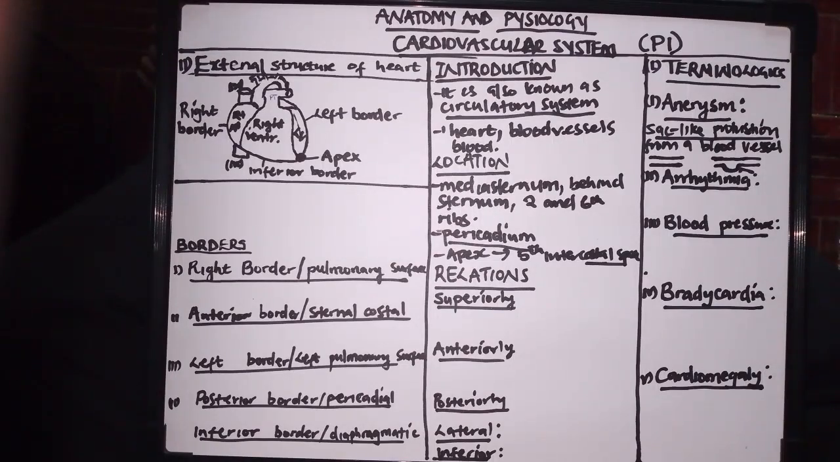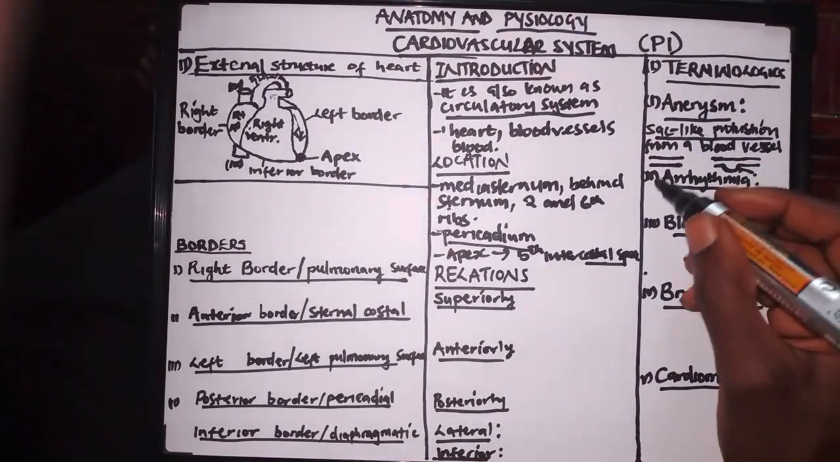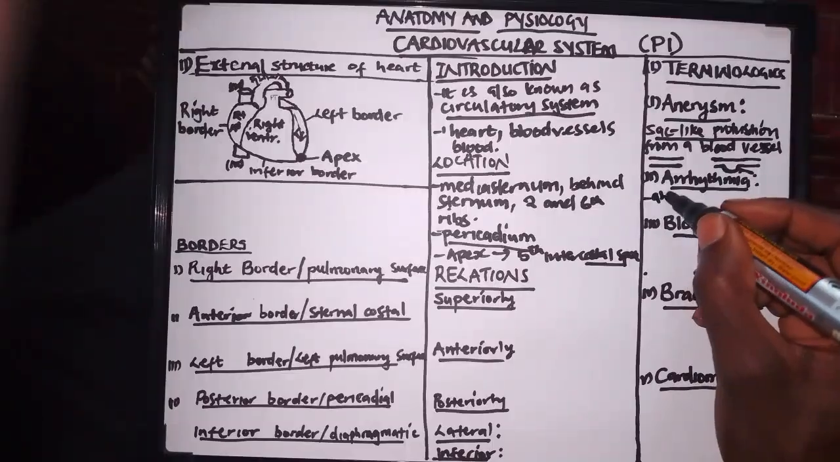Then the next term we are going to talk about is arrhythmia. What is arrhythmia? Arrhythmia is just an abnormal heartbeat.